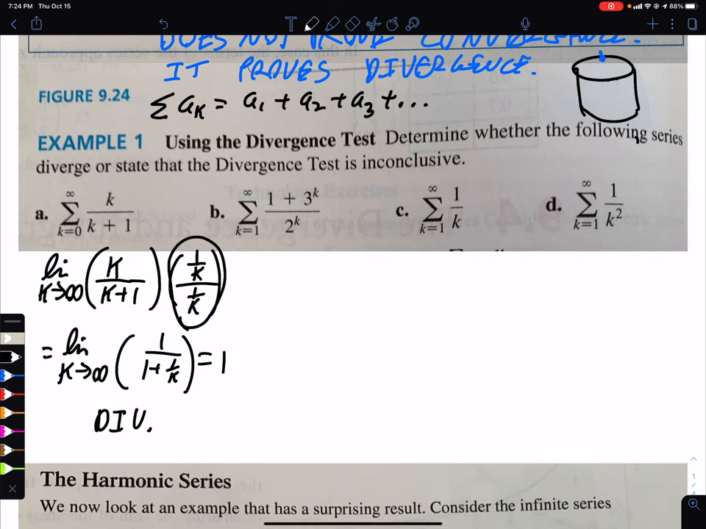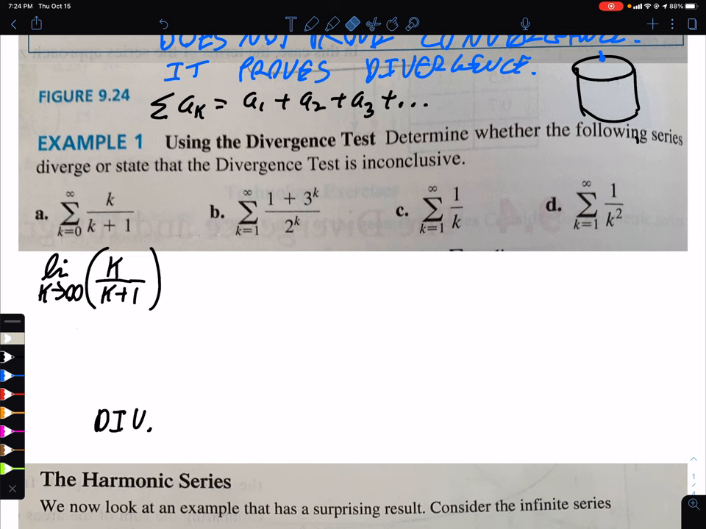Now the other way you could have done this limit, you remember L'Hopital's? If you have an indeterminate case of 0 over 0 or infinity over infinity, you can take the derivative of top and bottom separately, and that limit will be the same as your original. The derivative of the top is 1, the derivative of the bottom is 1, and it's 1. And since the terms do not approach 0, this is a divergent series. All done with that one.